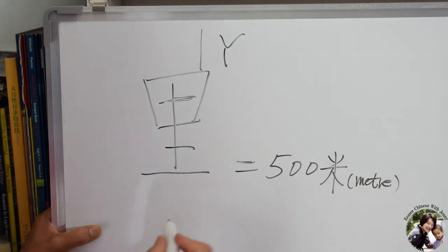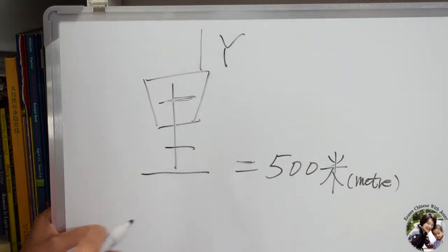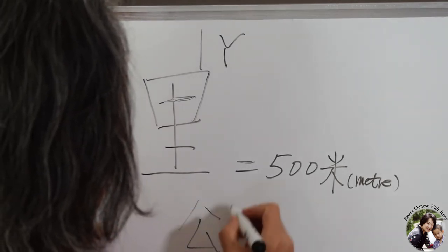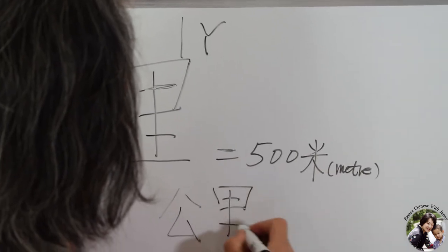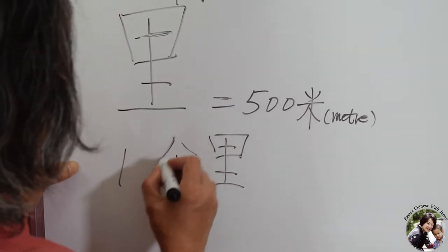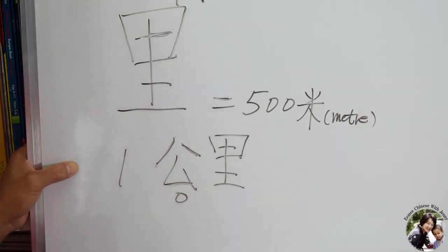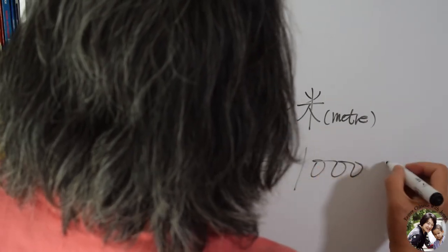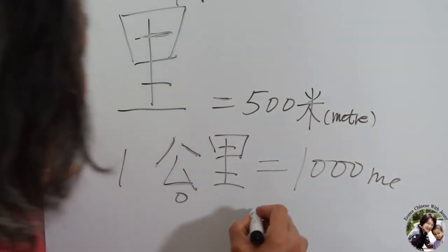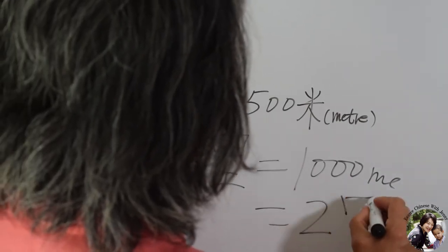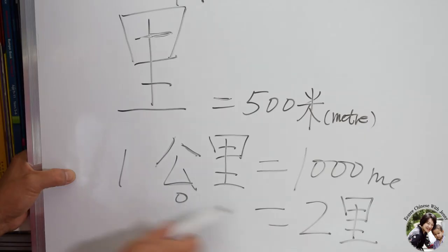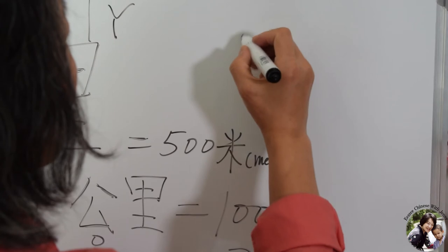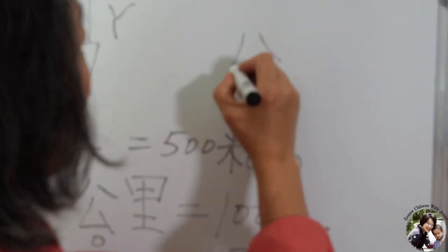So how about the kilometer? How does Chinese describe the kilometer? 公里, 一公里. 公 means public, general public. 一公里 equals 1,000 meters. So it means that it equals 两里, 二里. This on the top is like number 八, number 8.